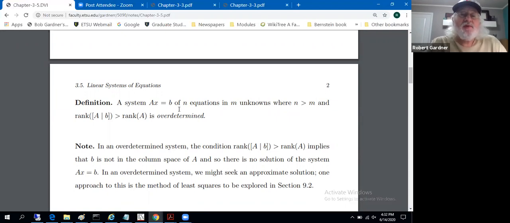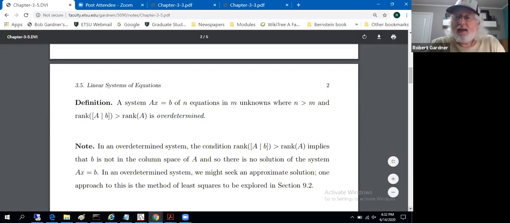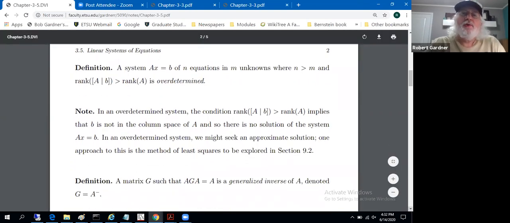A system Ax equals b of n equations and m unknowns, where n is greater than m, and the rank of A augmented with b is strictly greater than the rank of A, is called overdetermined. All right, so previously underdetermined, a bunch of solutions. Overdetermined, no solutions, as we're about to argue. So there's the definition. And we'll take a different approach. There's not a solution, so how are you going to modify the game to pick something that's appropriate? And this is where the statistical stuff will come in, potentially.